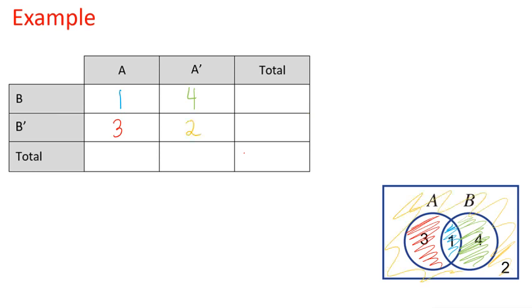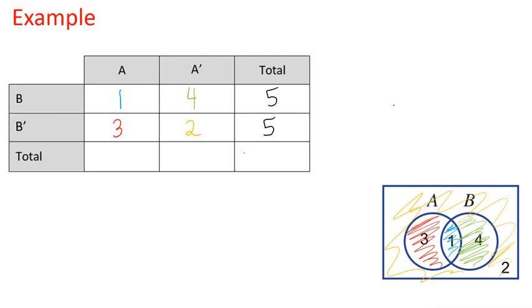Then to work out the totals, I read across. So 1 plus 4 is 5. So that's the total of B, which I can see on the diagram. 1 plus 4 is 5. Then the next line across, 3 plus 2, which is 5.